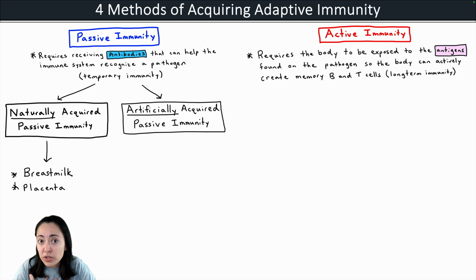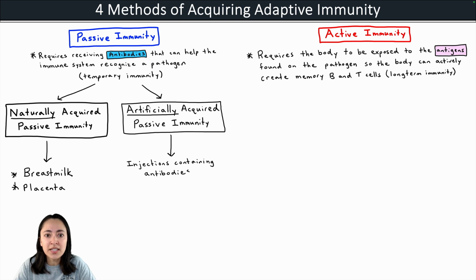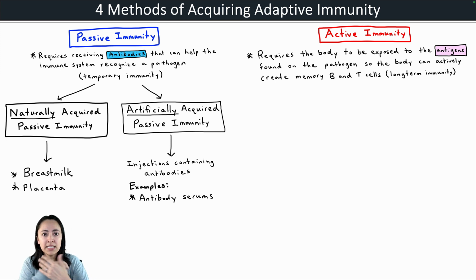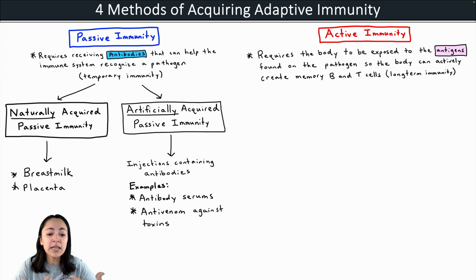Now, how can we artificially acquire antibodies? Well, this can happen through injections. So injections can contain antibodies. Some examples of this include antibody serums. So it's possible that you actually receive a serum that contains a specific antibody that can help your body recognize a certain pathogen. Also, antivenoms. The way that they actually work is giving your body antibodies against a certain toxin. So if you get, for example, bit by a snake, you might receive an antivenom. The antivenom contains antibodies to help your body neutralize those toxins. So these antibodies will bind to the toxins, preventing them from making you sick.